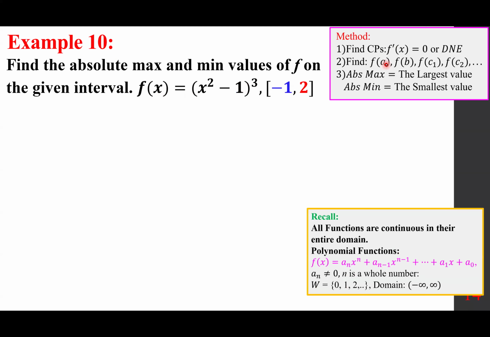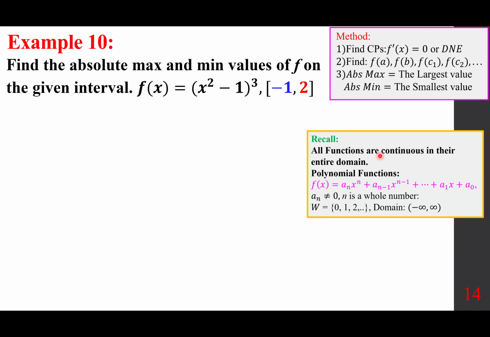To remind you, all functions are continuous in their entire domain, meaning whatever function you deal with, if you can show what the domain is, in that domain the function is continuous. So polynomials are in the form f of x equals a sub n x to the power of n, all the way to a sub 0. This is the leading term, and a sub n is the leading coefficient, which can't be 0. n is a whole number, the exponents. Whole numbers mean 0, 1, 2, 3, to infinity. The domain for all polynomials is all real numbers, negative to positive infinity.